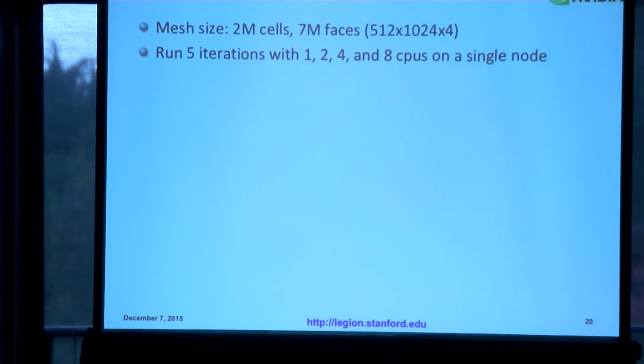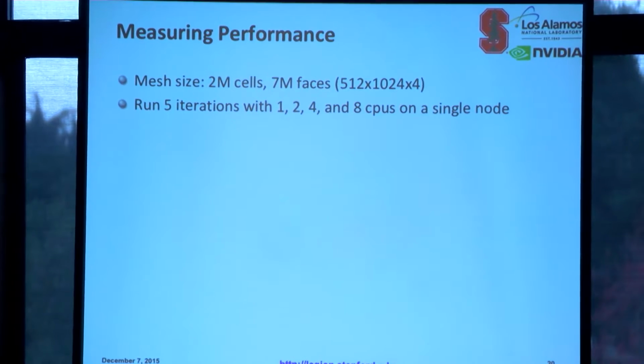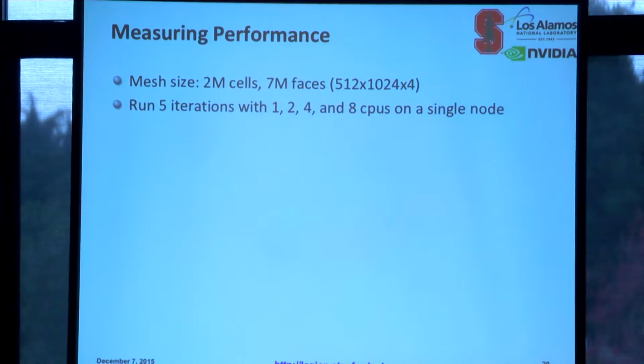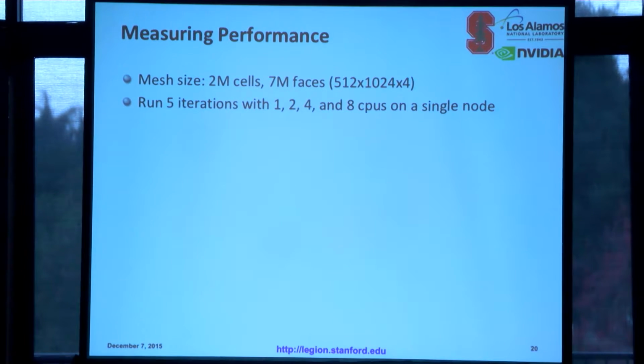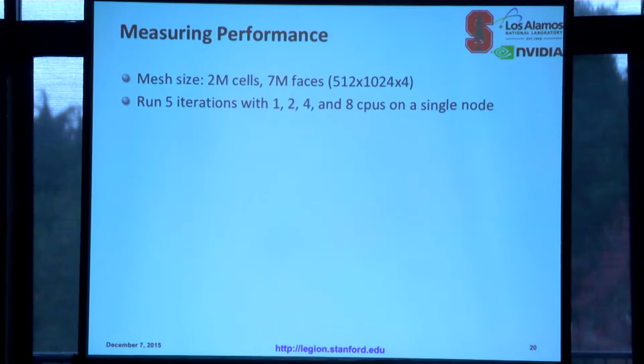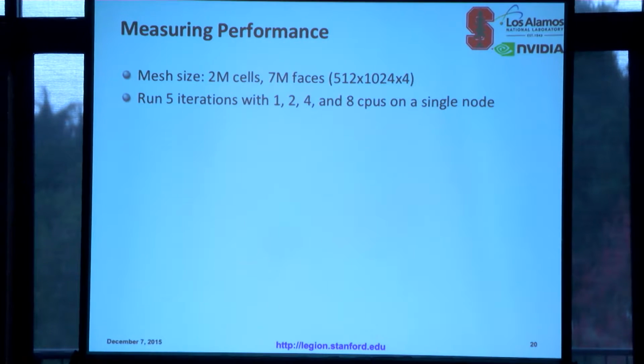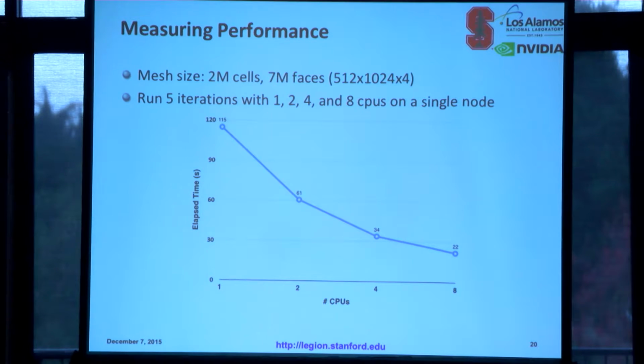In order to optimize the performance, we first have to measure the performance. So I run a big enough problem size with 2 million cells and 7 million faces, and I run it for 5 iterations on 1, 2, 4, and 8 CPUs on a single node. And here's a graph. I got a 5x speedup at 8 CPUs, which seems reasonable, not very bad.